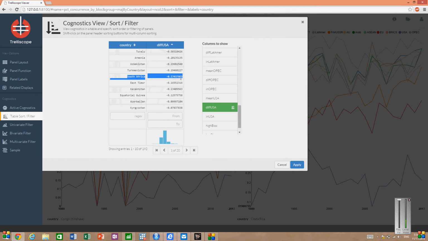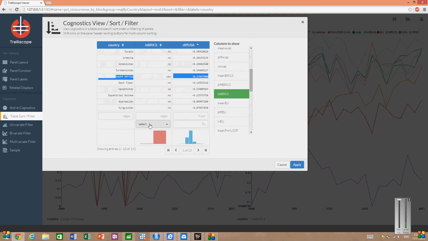So that brings the question, is South Africa, which is a member of BRICS, unique in this pattern, or is it a common theme among BRICS countries? So we can select the cognostics in BRICS, select yes, and find only the BRICS countries. And we see that South Africa has by far the largest negative change in voting with the United States, while China's is negligible, and the other three remaining countries have in fact increased their voting habits with the United States over the time period that we're looking at.